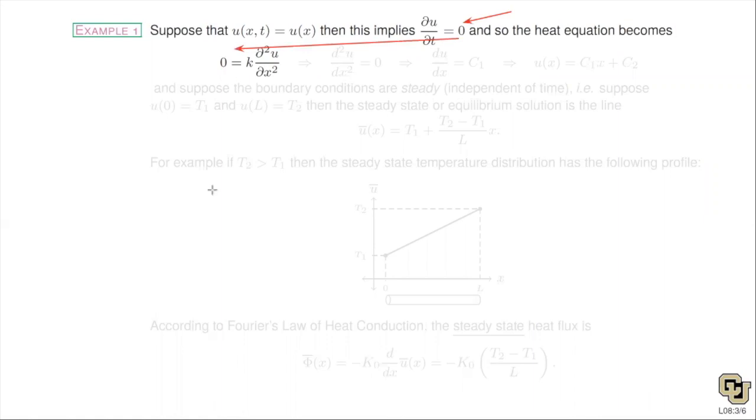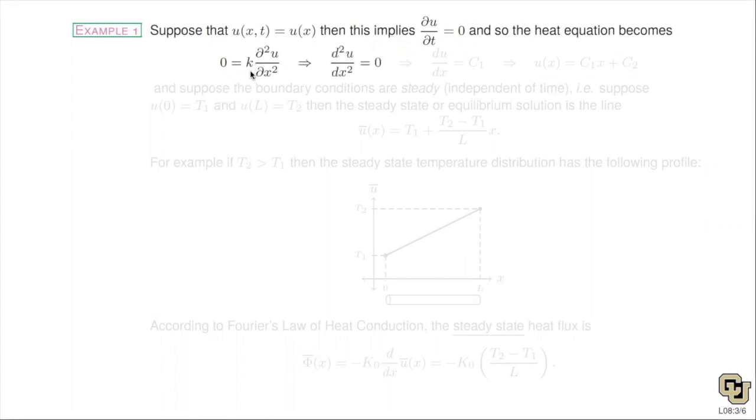Before, the heat equation had partial U partial T on the left-hand side, but now partial U partial T is 0, because I want to first solve for the equilibrium solution, the long-term solution. So we get this PDE, really it's an ODE, and I divide both sides by K.